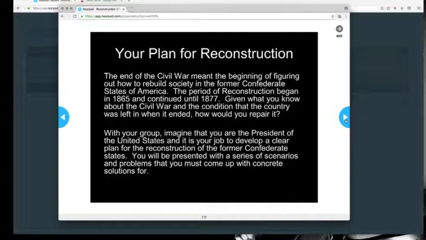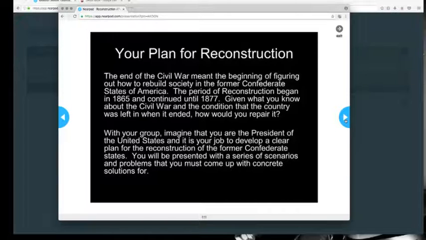So given what you know about the Civil War and the condition that the country was left in when it ended, how would you repair it? We know that the high estimate says that over 700,000 people were killed in the war. And obviously the southern population and parts of the northern population were greatly affected by this. So if you'd like to work in pairs for this next piece, that's totally fine, or groups of 3 with the people around you. I'd like you to talk about and discuss and then individually answer based on this.